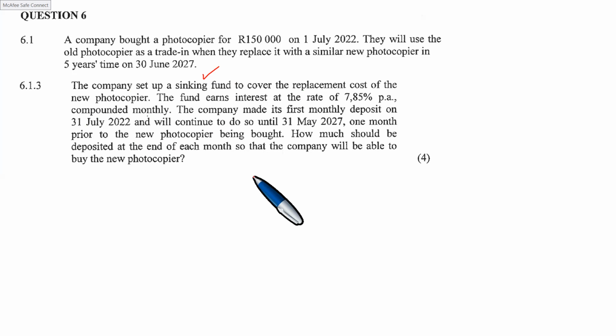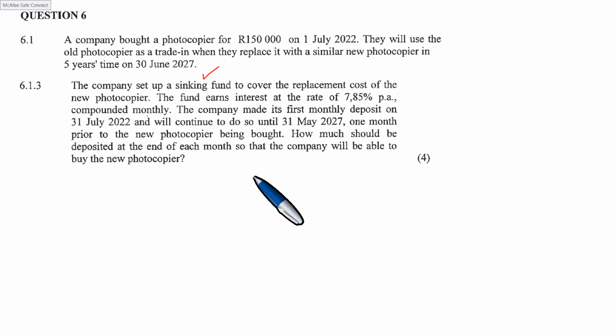The fund earns interest at a rate of 7.85% per annum, compounded monthly. The company made its first monthly deposit on 31 July 2022 and will continue to do so until 31 May 2027, 1 month prior to the new photocopier being bought. How much should be deposited at the end of each month so that the company will be able to buy the new photocopier?